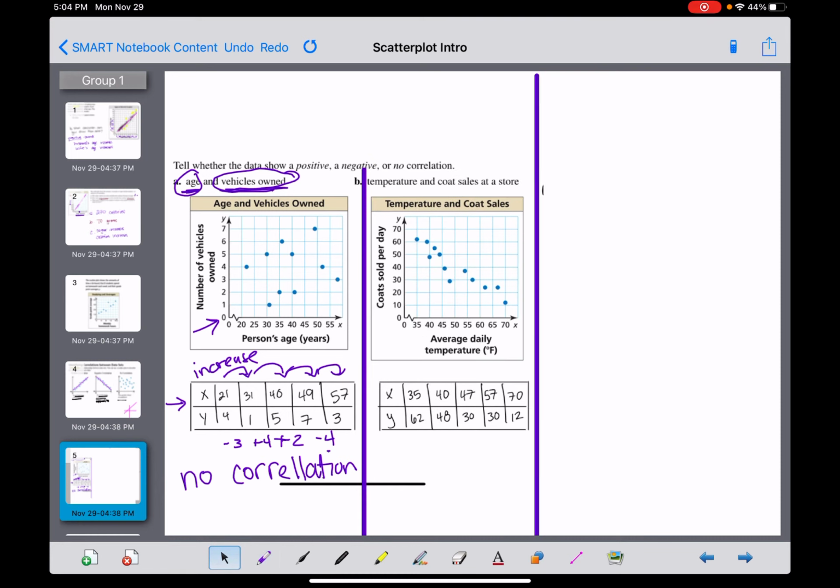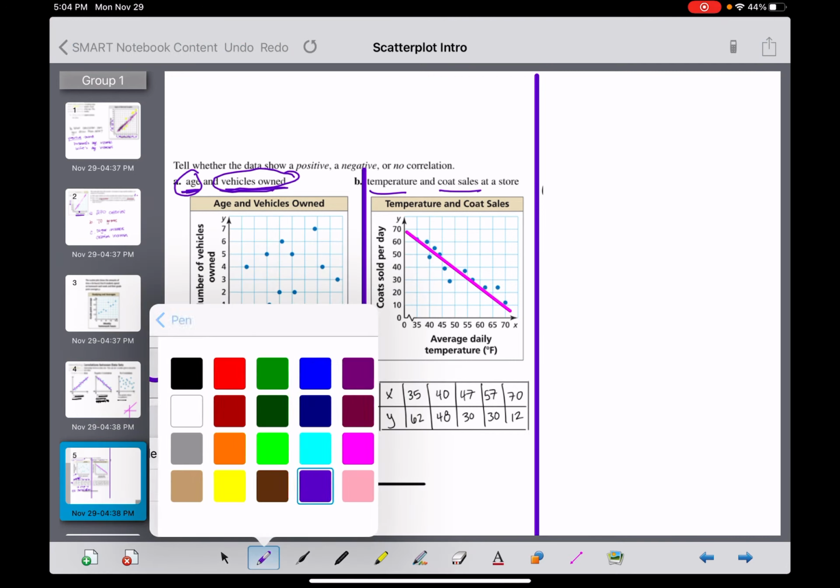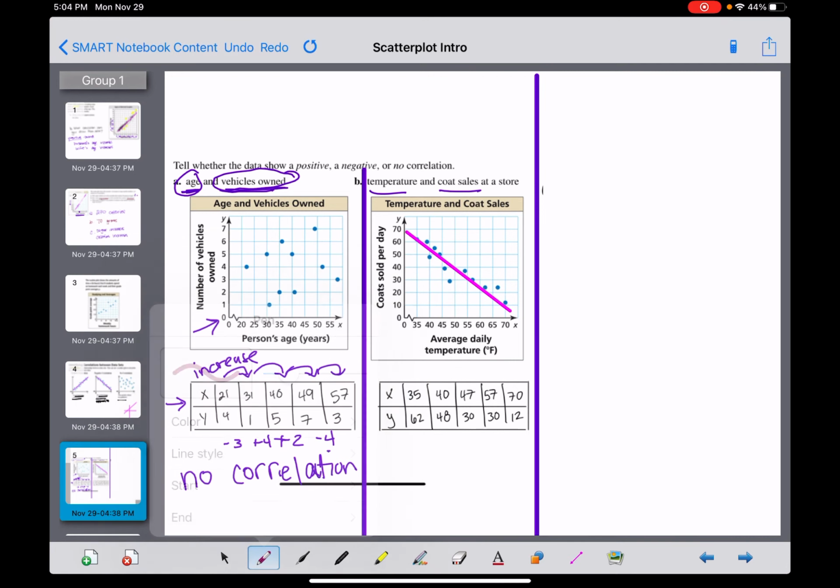Our second example, we are comparing the temperature outside, so that's numerical data, to the number of coat sales. If I try to draw a line that best fits, I can because the data points are close enough together, and I can see that it is a downhill trend. So from the graph alone, I can tell that this is a negative correlation.